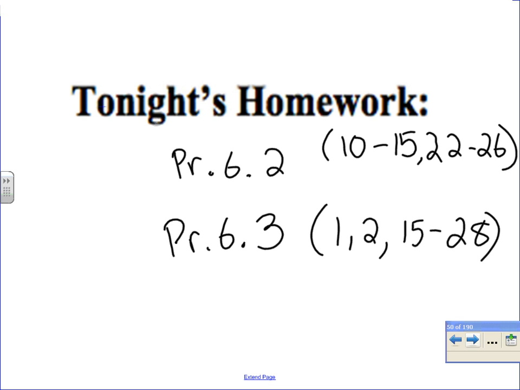Hold on, let me ask you one thing. Take a look at 6.3, number 15. Do you think decimals make it any different? No. So just a heads up, you can use your calculator if you need to. Decimals do not make this any different. You still use cross products when you see a proportion.